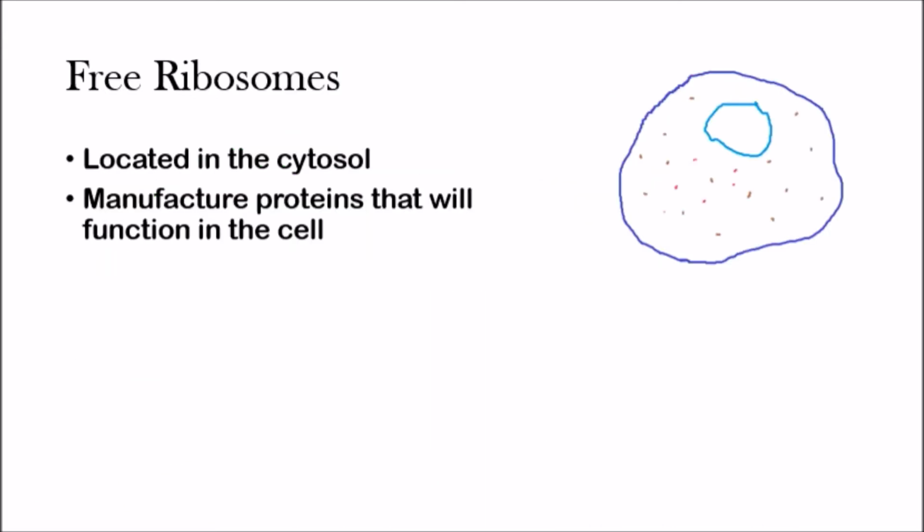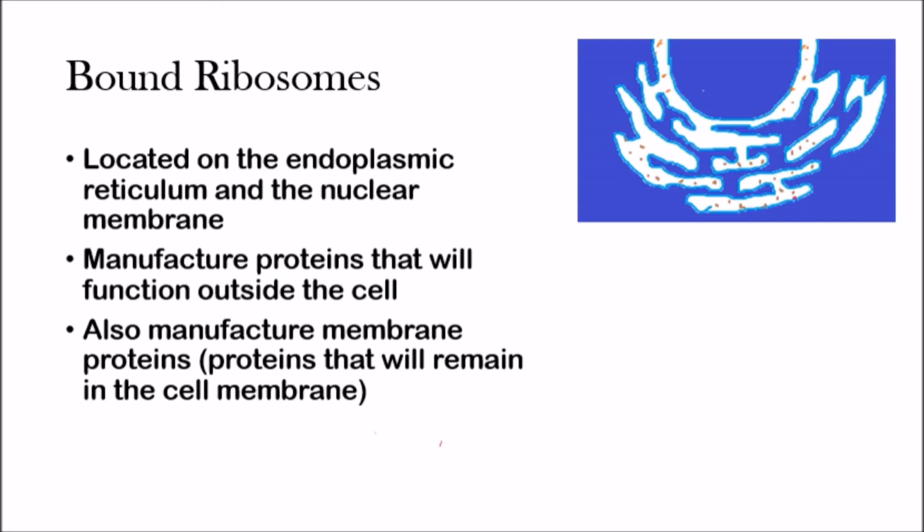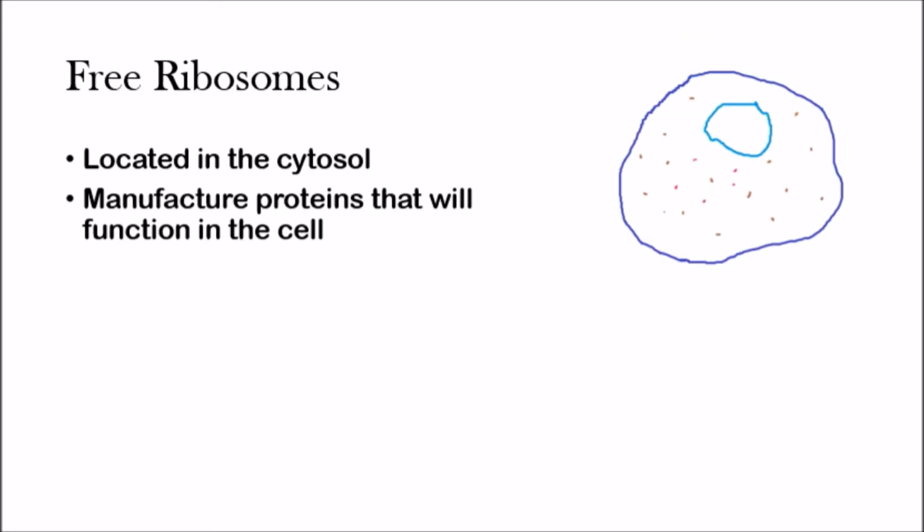Now let's talk about the different types of ribosomes. There are two types: free ribosomes and bound ribosomes. Let's first talk about free ribosomes. Free ribosomes are located in the cytosol, and they manufacture proteins that will function in the cell.